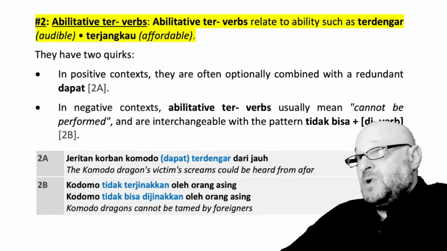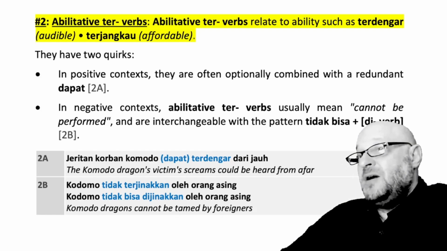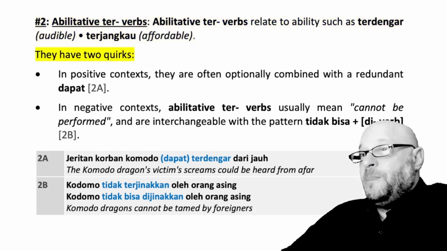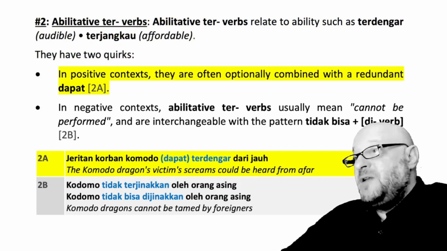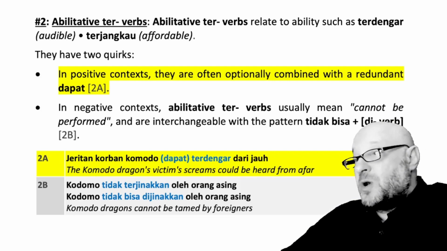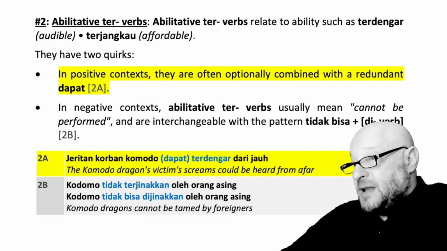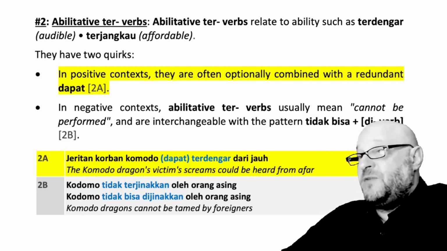Number 2, abilitative verbs. Abilitative verbs relate to ability, such as terdengar, audible, terjangkau, affordable. They have 2 quirks. In positive contexts, they are often optionally combined with the redundant dapat, can. Example 2a, jeritan korban Komodo dapat terdengar dari jauh. The Komodo dragon victim's screams could be heard from afar.